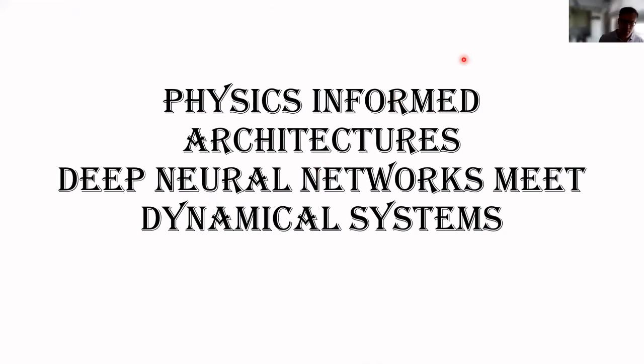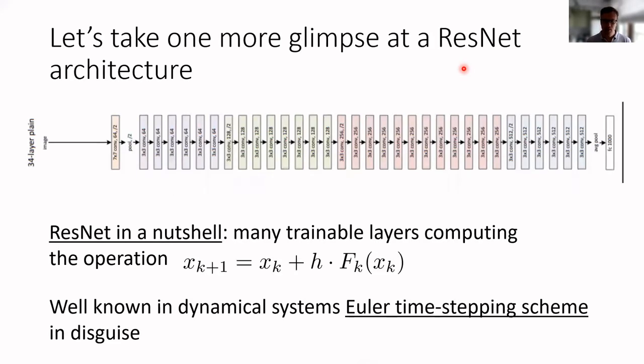So the second topic I want to present you is about physics-informed architectures. In other words, deep learning meets dynamical systems. This is in particular interesting. So let's take a look at very deep networks. So the story goes like this. Let's take a look at the very deep architecture that you may already know.